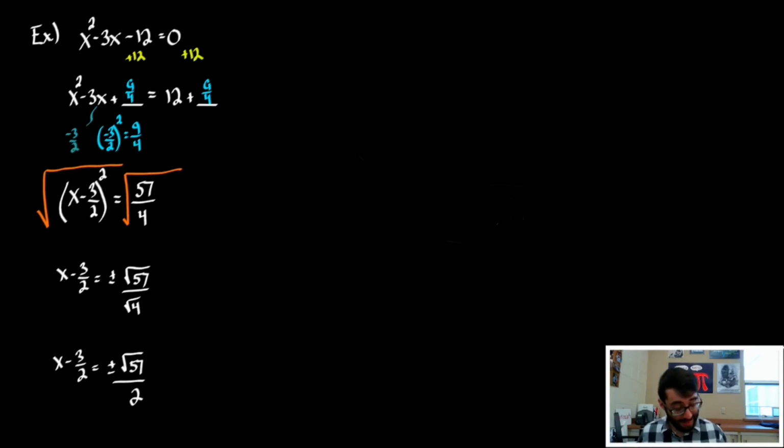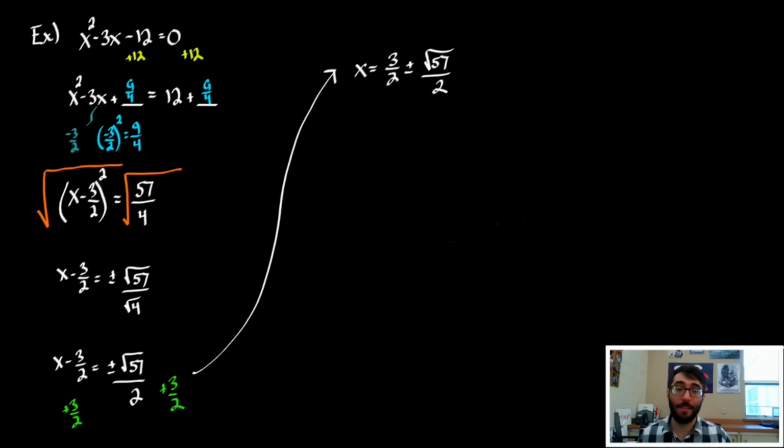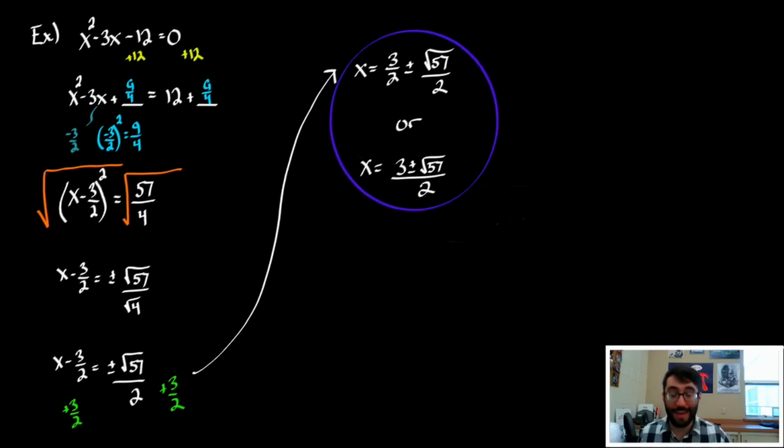Because now all I have to do is add 3 halves to each side. And that ends up getting us x is equal to 3/2 plus or minus the square root of 57 over 2. And we could have this written as our final answer. Just know since they already have the same denominator, we can write them as one big fraction. We can write it as 3 plus or minus the square root of 57 all over 2. Only because they have the same denominator. You can write it either way. You can expect to see it written either way. And that would end up being our final answer.